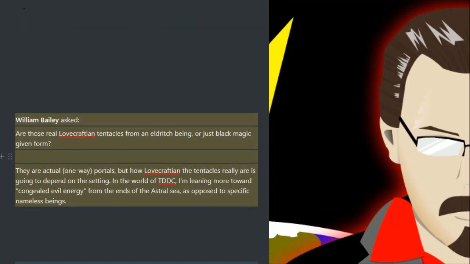William Bailey asked, are those real Lovecraftian tentacles from an eldritch being, or just black magic given form? They are actual one-way portals, but how Lovecraftian the tentacles really are is going to depend on the setting. In the world of TDDC, I'm leaning more toward congealed evil energy from the ends of the astral sea, as opposed to specific nameless beings.